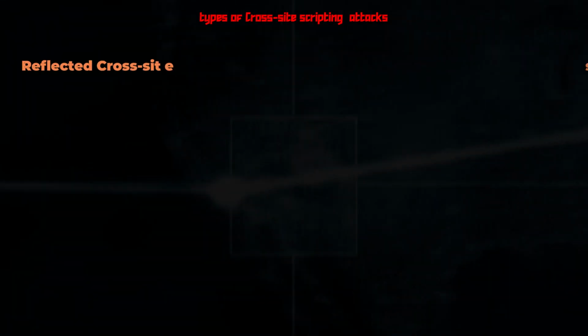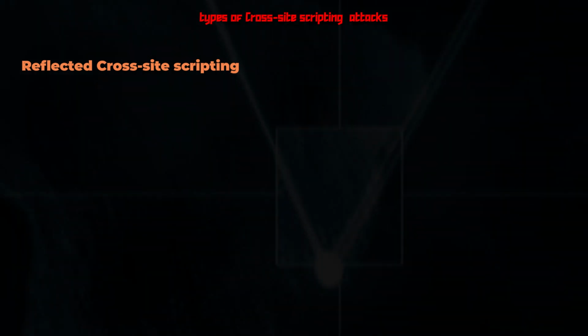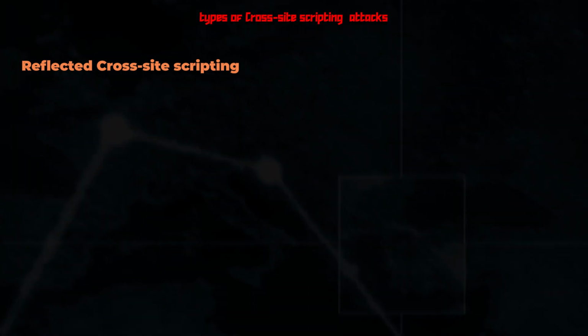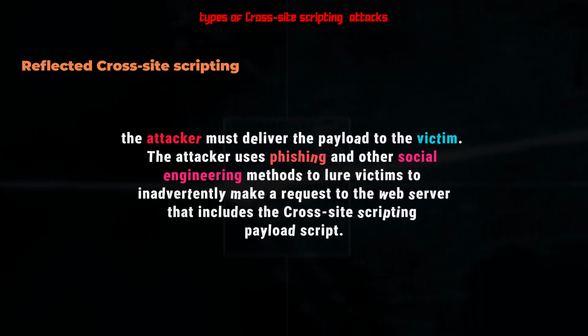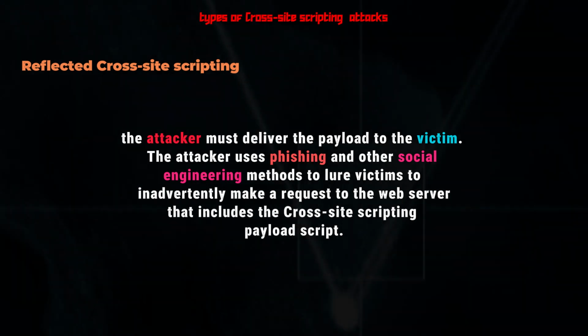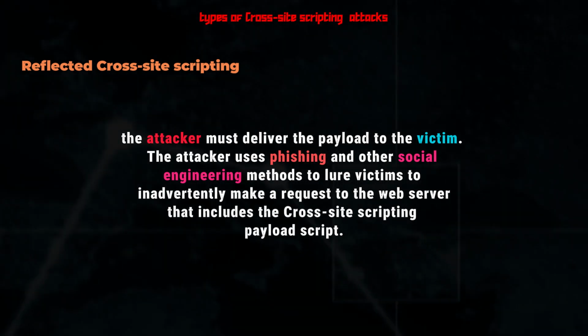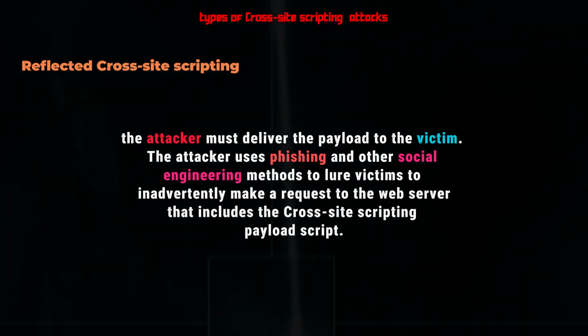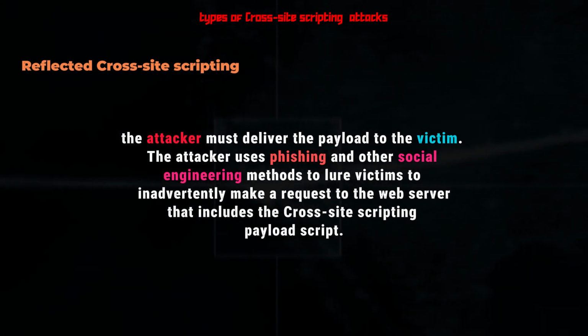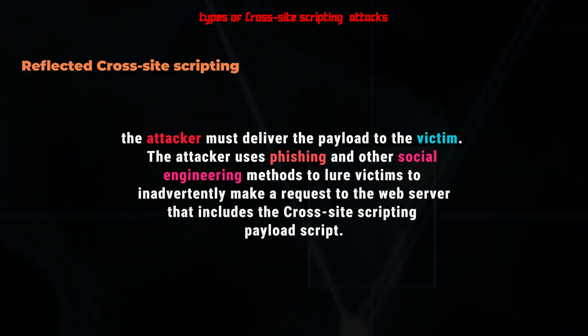The next is reflected cross-site scripting. It is the most common type of cross-site scripting vulnerability. In this type of attack, the attacker must deliver the payload to the victim. The attacker uses phishing and other social engineering methods to lure victims to inadvertently make a request to the web server. That includes the cross-site scripting payload script.